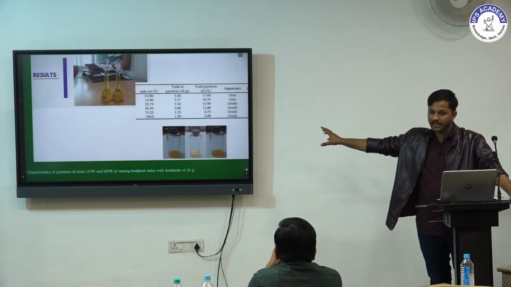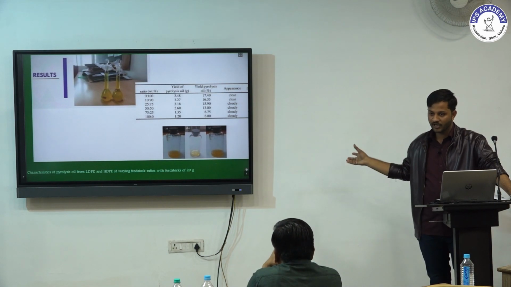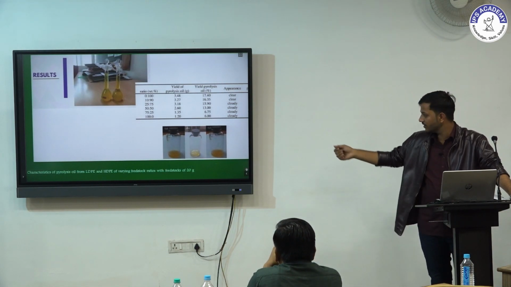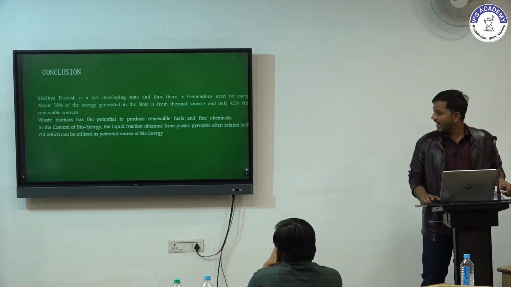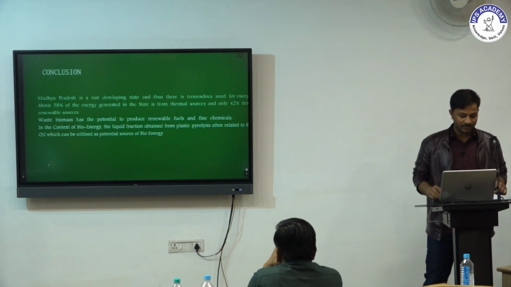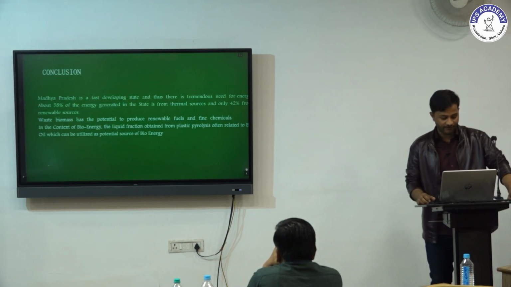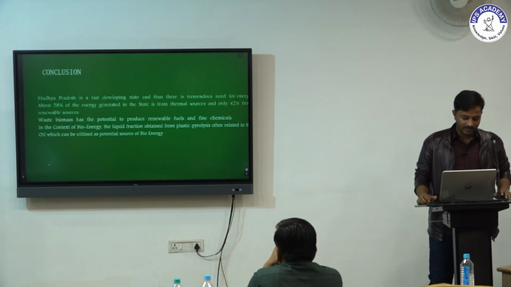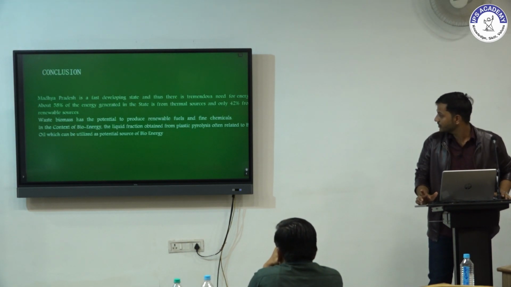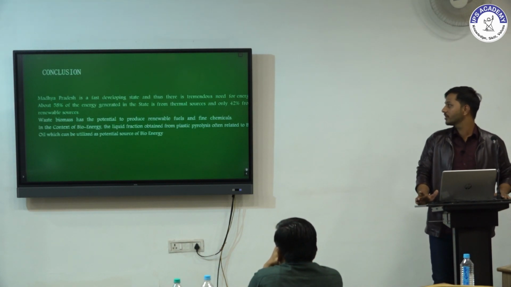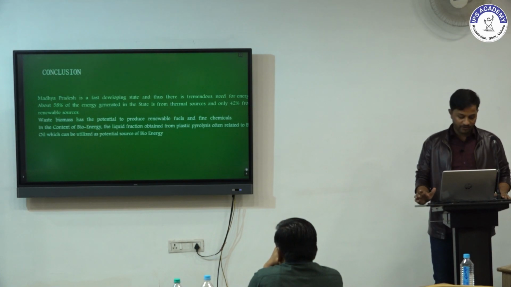No, actually this was made in Canva, so sir, we used it there for the presentation. So at last I would like to conclude that Madhya Pradesh has good potential: about 58% of the energy generated in the state is from thermal sources and 42% from renewable energy. Waste biomass has the potential to produce renewable fuels and fine chemicals.